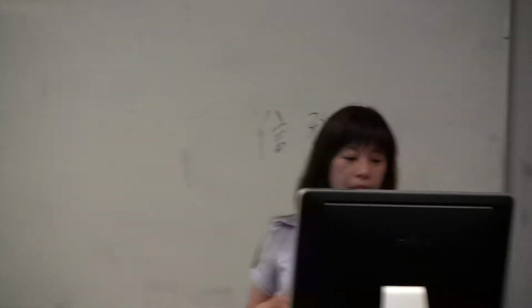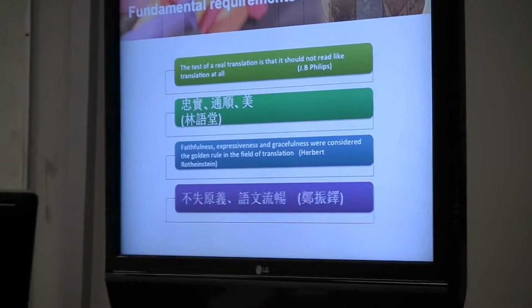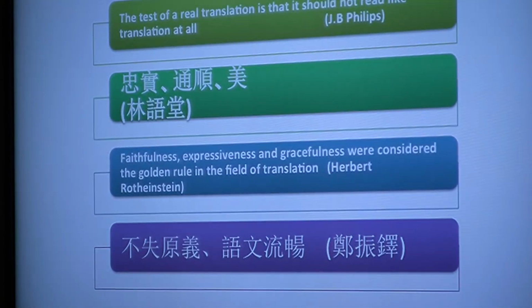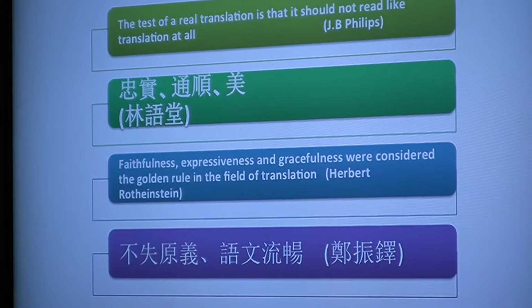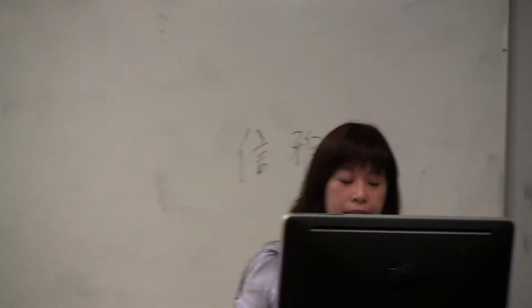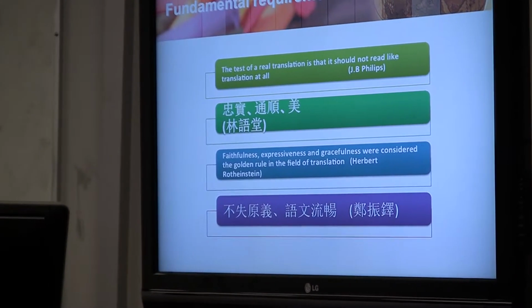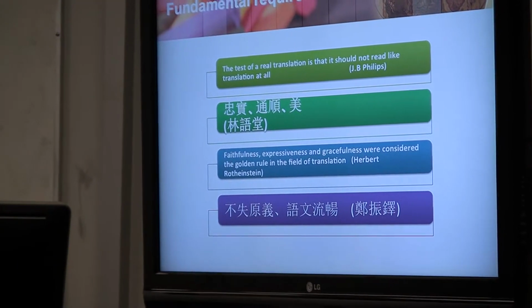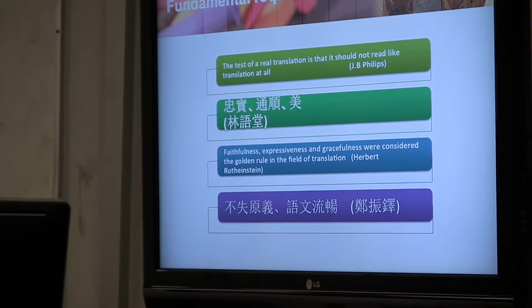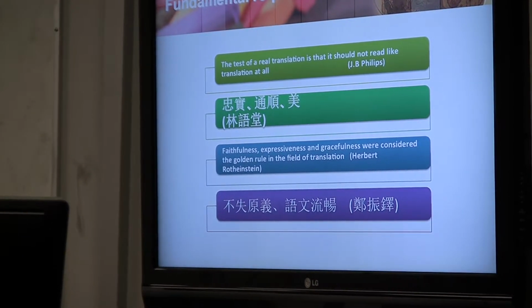Another scholar said that faithfulness, expressiveness, and gracefulness were considered the golden rule in the field of translation. So these three. And then Cheng, this person said that 不失原意，語文流暢 is the golden rule for translations.